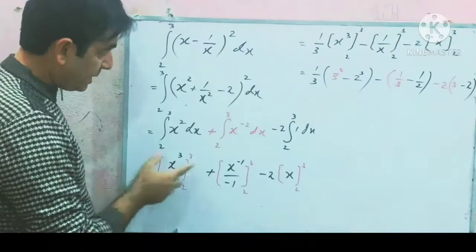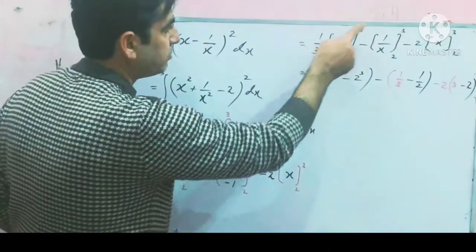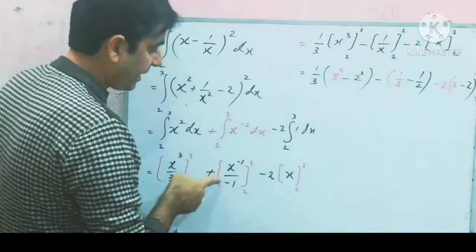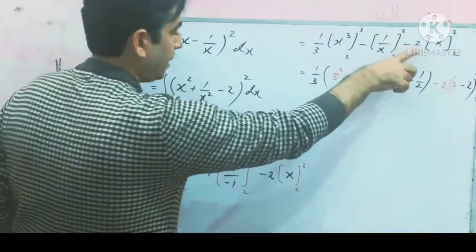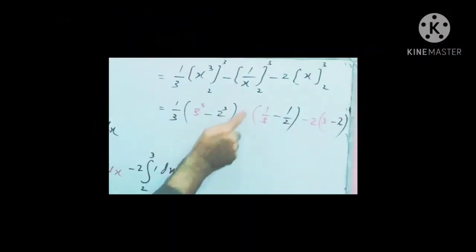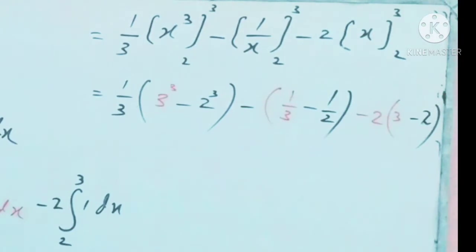Now take 1 by 3 out of it. 1 by 3 x cube minus x raised to power minus 1, 1 over x, minus will be shifted here, and here we have x. Now we shall put that 2. 1 over x, 1 by 3 minus 1 by 2, and x 3 minus 2.